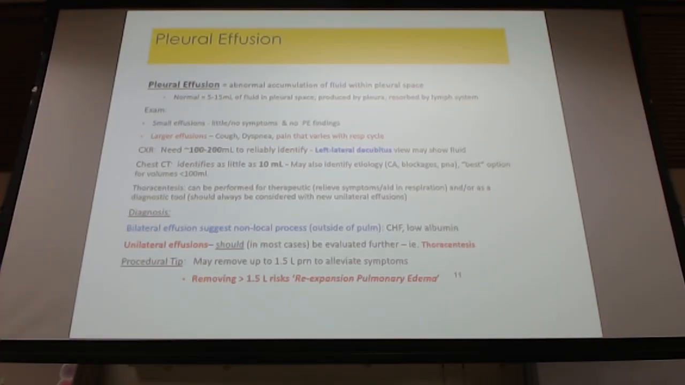Pleural effusions. So these are accumulations of fluid in the pleural space. We talked about the pathophysiology. We talked about the hydrostatic pressures, the osmotic pressures. We talked about what inflammation does to the capillaries. That's all great. I hope you remember it. What I really need you to remember is if there's less than 100 mils, you need to do a CT.